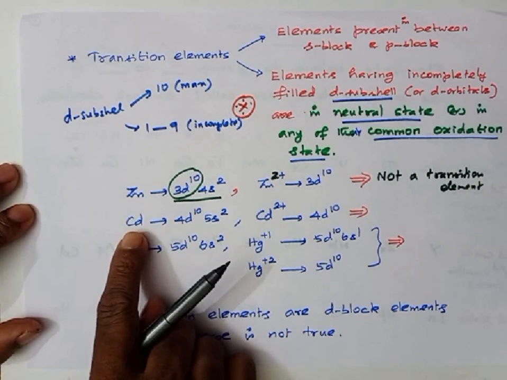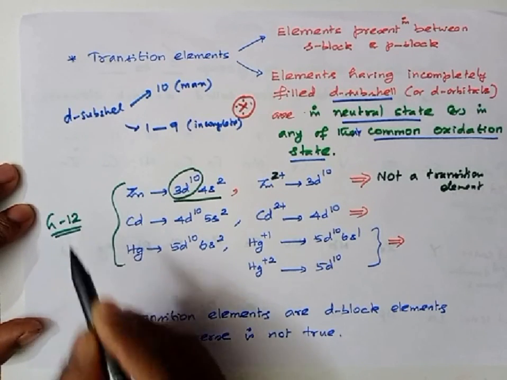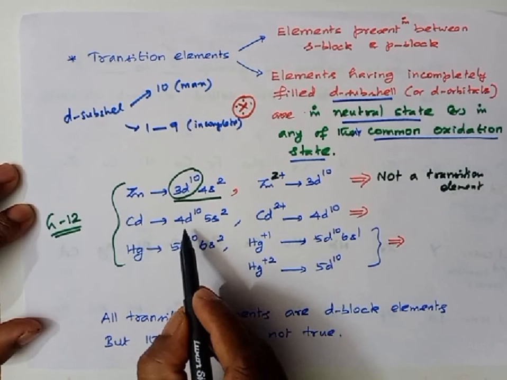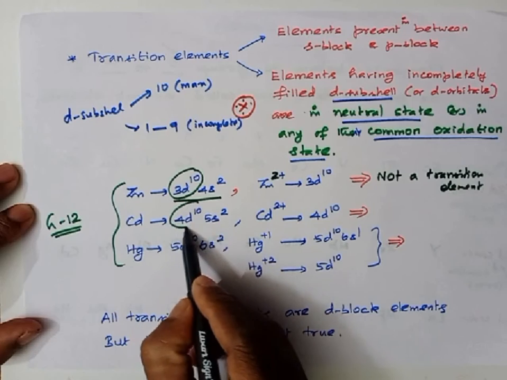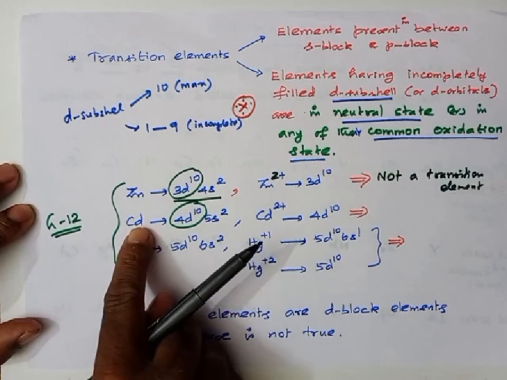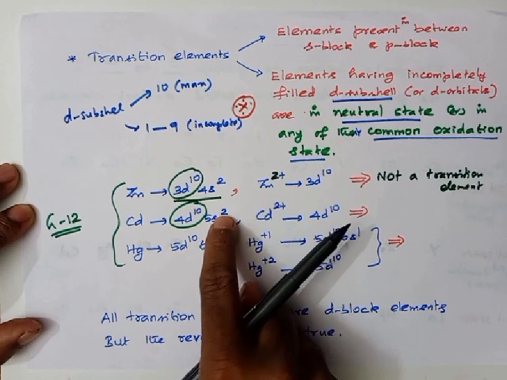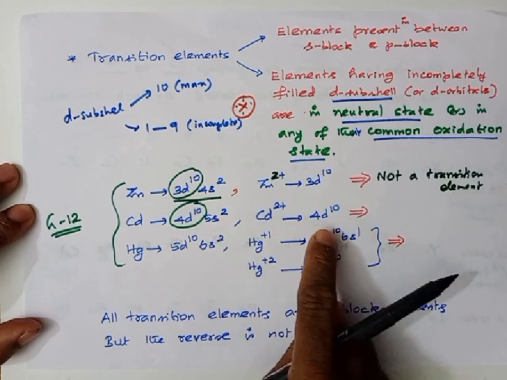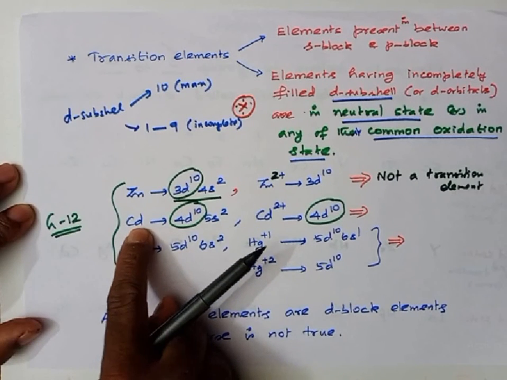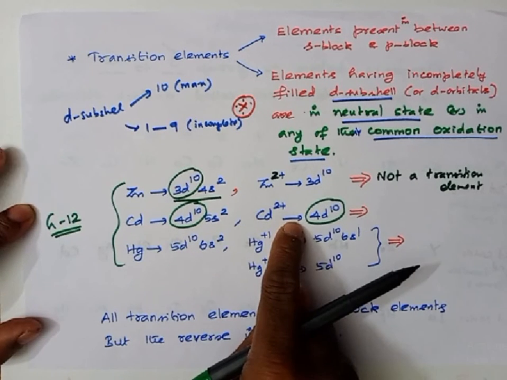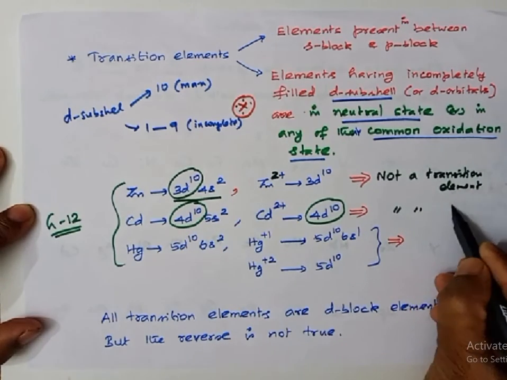Now I'll take the second element, cadmium, of group number 12 in the periodic table. The electronic configuration of cadmium is 4d10 5s2. Again see, the d subshell is fully filled. The common oxidation state of cadmium is also 2+. Cd2+ means remove 2 electrons from the s subshell. You'll get 4d10. Again see, this is completely filled. So in both the neutral state and the common oxidation state, the d subshell is completely filled. Therefore cadmium is also not a transition element.